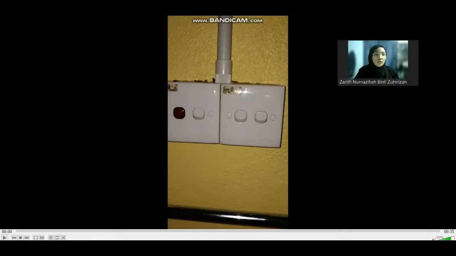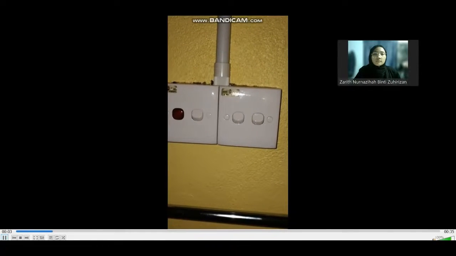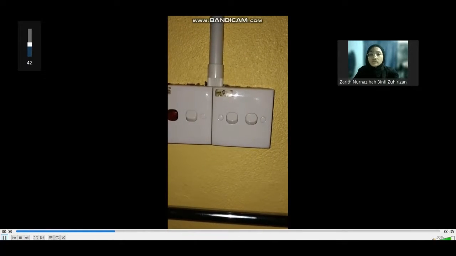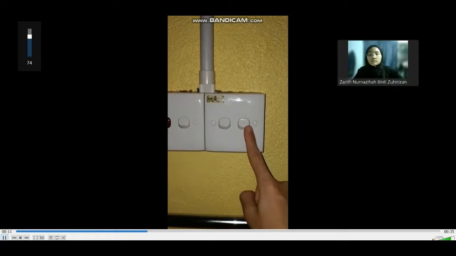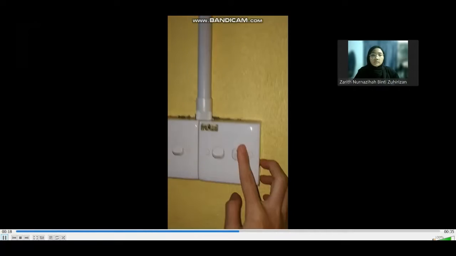Turn on, turn off. Only one switch for the lamp, to turn on the lighting circuit, to turn on and turn off the switch for the lamp in the roof. Okay. When I turn on the switch, the lamp will be on, and when I turn off the switch, the lamp will be off. I will show again. When I turn on the switch, the lamp will be on. When I turn off the switch, the lamp will be off.